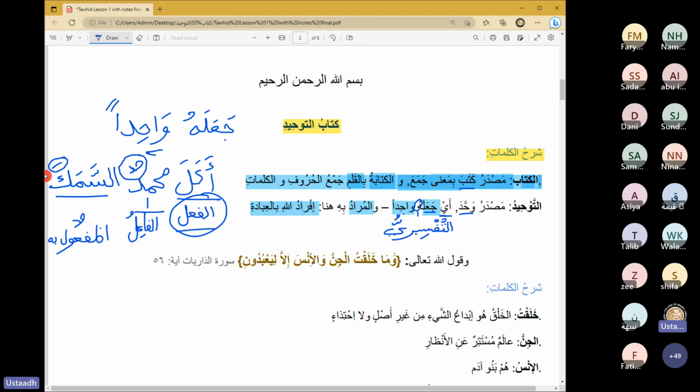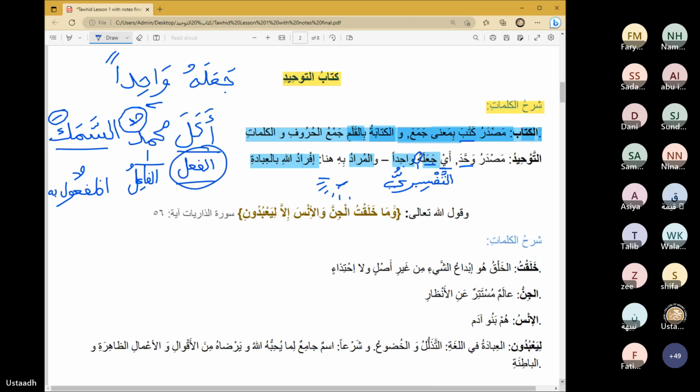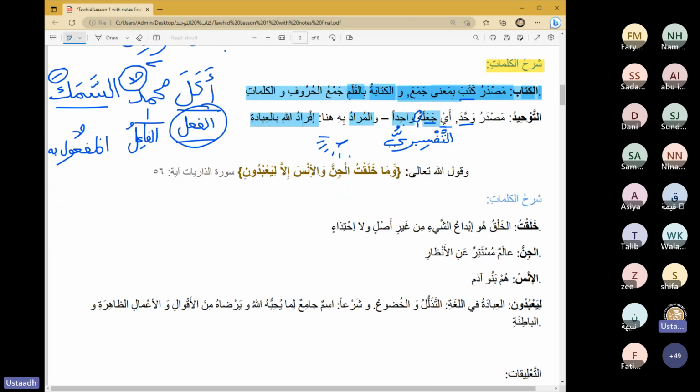So when we look at this, وَحَّدَ أَيْ جَعْلَهُ وَاحِدًا, to make it one. Just imagine we have all these acts of worship, which are many: tawakkul, raja, khawf, dhabh, salah, dua. All these forms of worship, we gather them all together and we make them one for Allah subhanahu wa ta'ala. Ifradullahi bil ibadah, mahabba, etc. Okay, ahsantum.